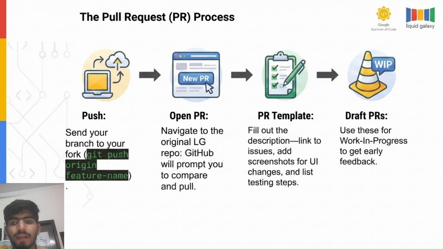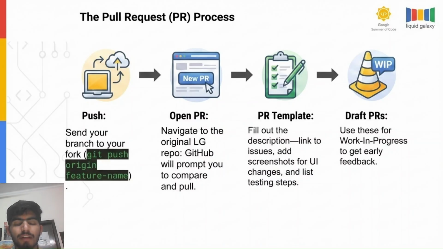And then we write a PR template, providing a description of what features we have added, how they will be helpful to others, why the mentor should accept the request, and how it is helping new contributors. You can provide all the details related to the features you have added. Then you can draft a PR as work in progress to get early feedback.